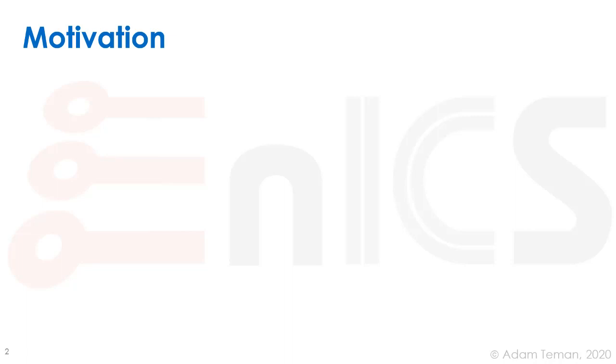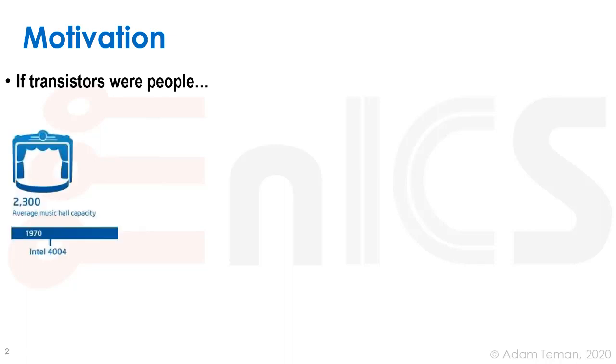So in 2011, they put out this little animation or illustration that they called "If Transistors Were People." They took the Intel 4004, which came out in the beginning of the 70s and had 2,300 transistors. When they ask how many transistors they could fit on a chip, well, it was about the average music hall capacity.